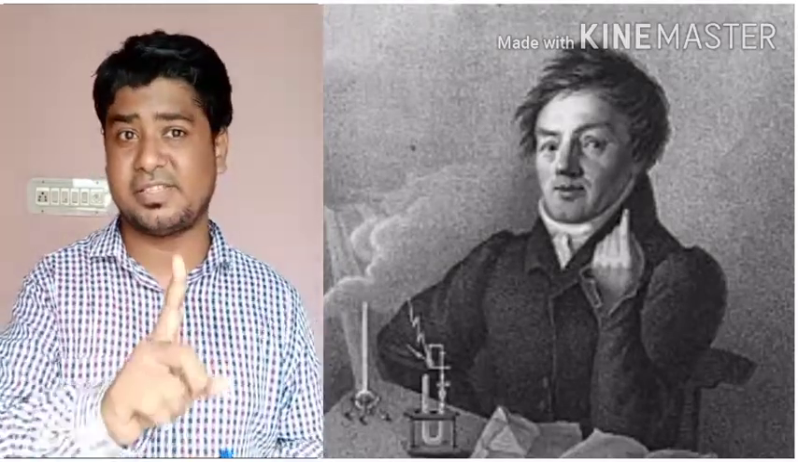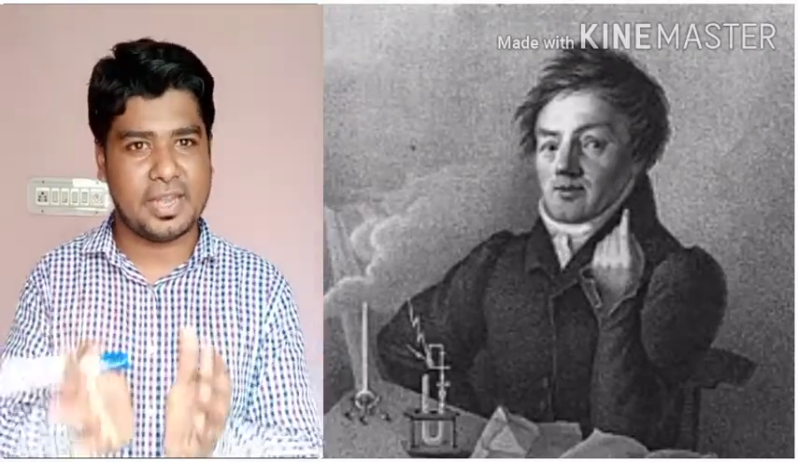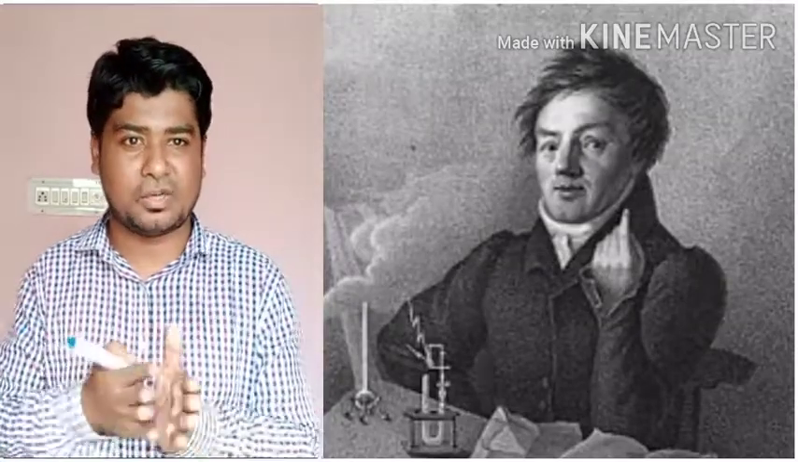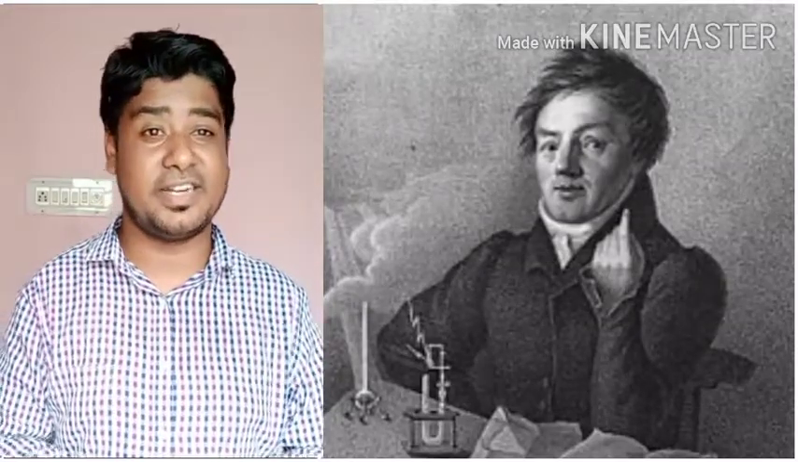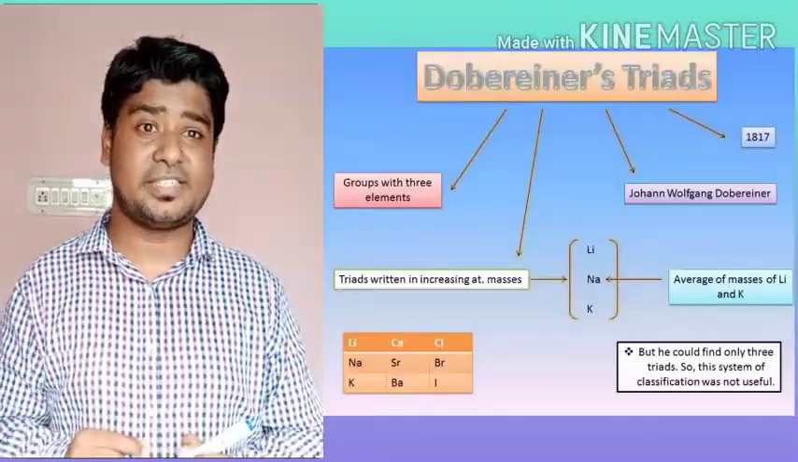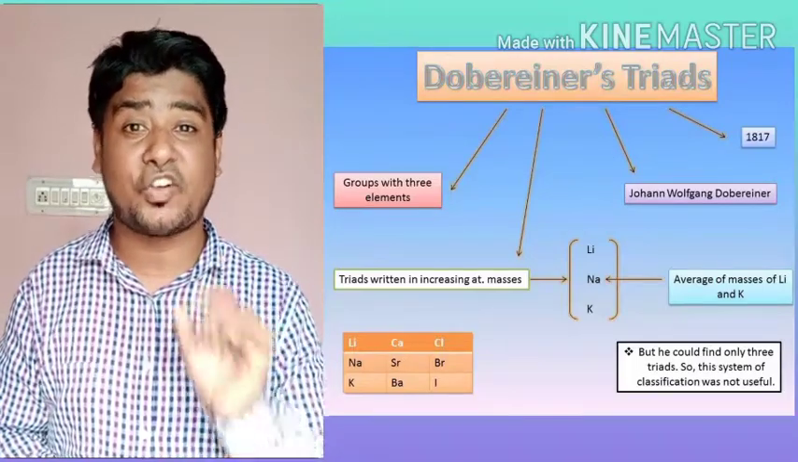You should remember this, it is important. For all the scientists, which laws they made, how they classified, and their merits and demerits, meaning pros and cons, or advantages and disadvantages, you should know. So what did Dobereiner do? Dobereiner made a law called Dobereiner's Law of Triads.